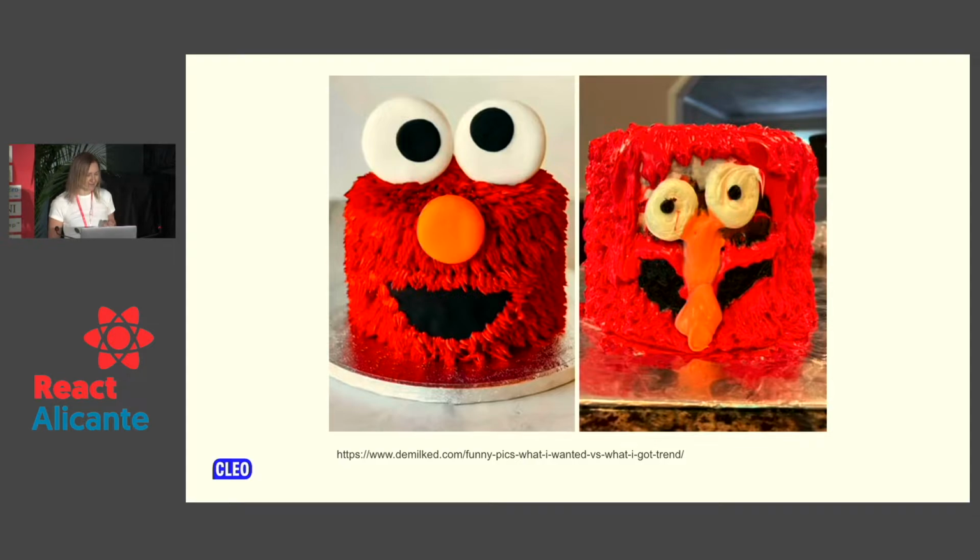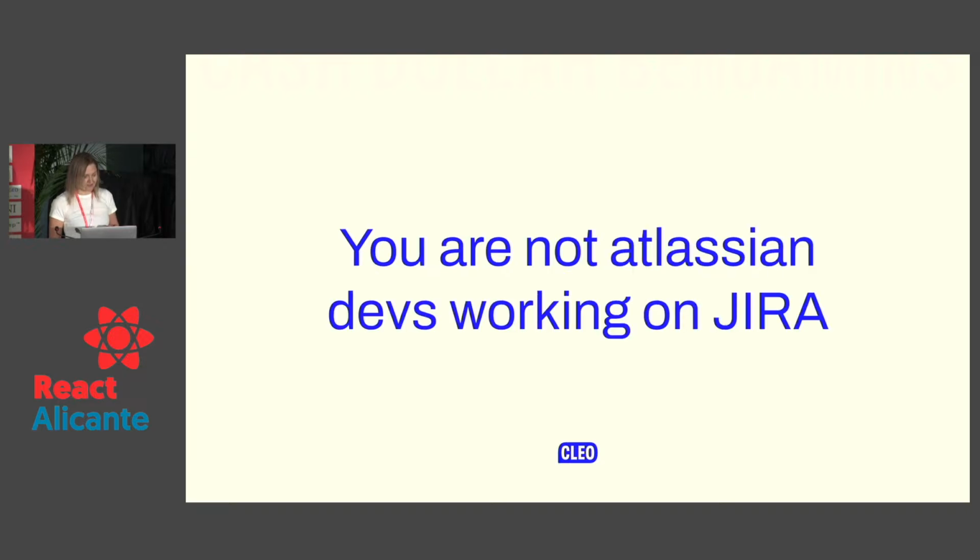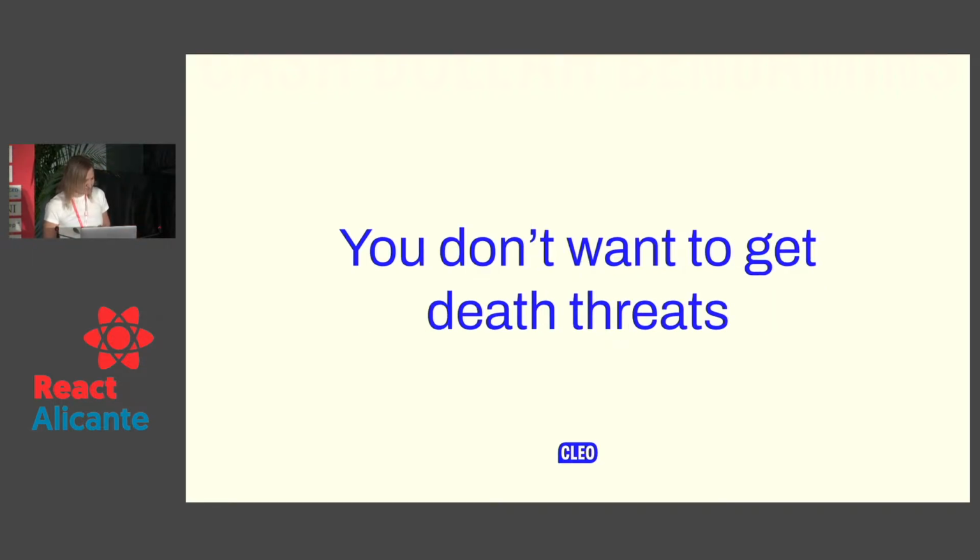And most of the time, we are not working on tools for other devs. Also, sadly or not, we are not Atlassian. We are not devs working on Jira. Or maybe we are. Are there any Atlassian devs out here? I mean, I love Jira, or maybe not. I'm a fan. There's nothing better out there. Anyway, it has been told that we don't really want to get death threats as well. So maybe that's another reason why we should care about our users.